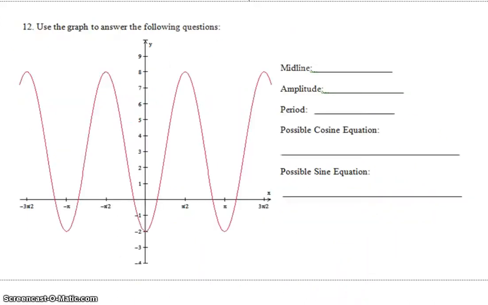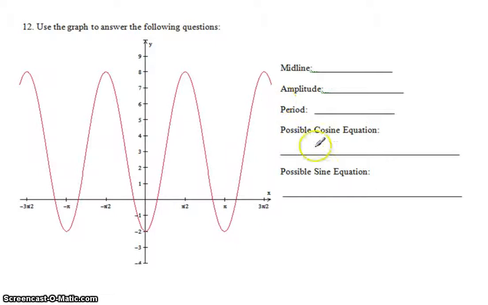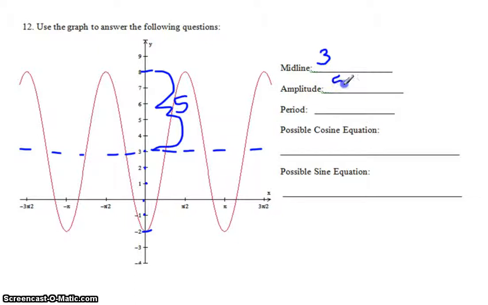Okay? Now we are going to go backwards. So first I need to find my midline. To do that, if my top is at 8, my bottom is at -2, my total distance is 10. Half of 10 is 5. So that means I'm going to start from the bottom and count up 5. 1, 2, 3, 4, 5. This is going to be my midline. My amplitude is the distance right here. So 3 to 8 is going to be 5 spaces. So my amplitude is 5.